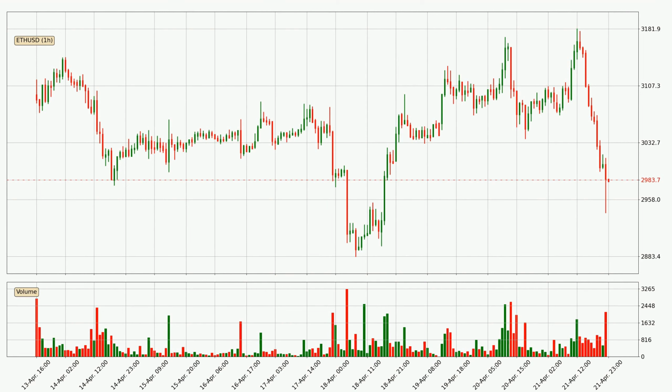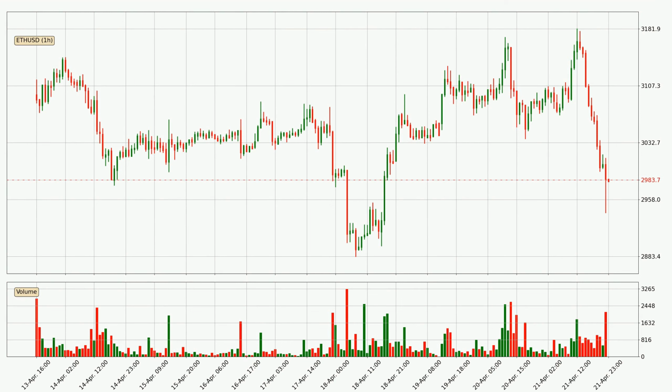Taking a look at the hourly time frame for Ethereum, it can be seen that the price went down around 3.0% in the last 24 hours, with a current price of $2,984. And the move wasn't very strong as the volume wasn't very high.